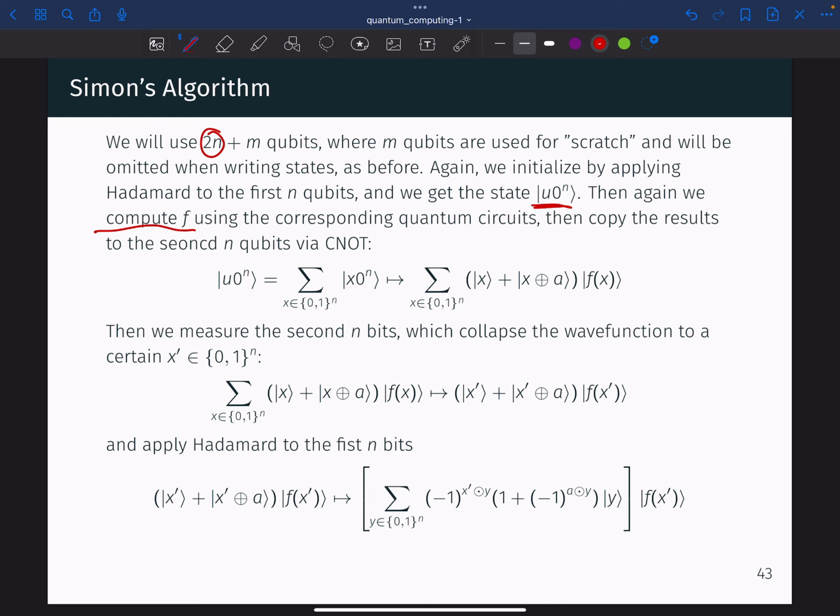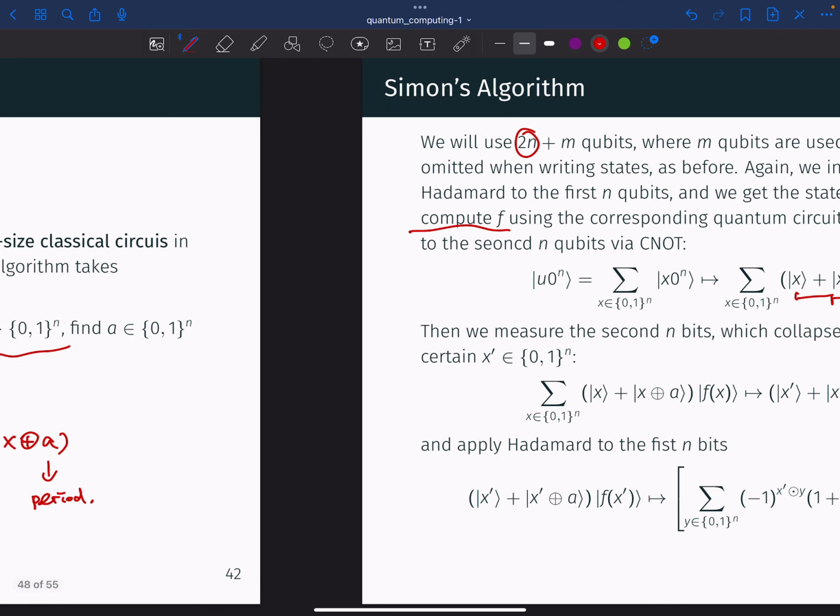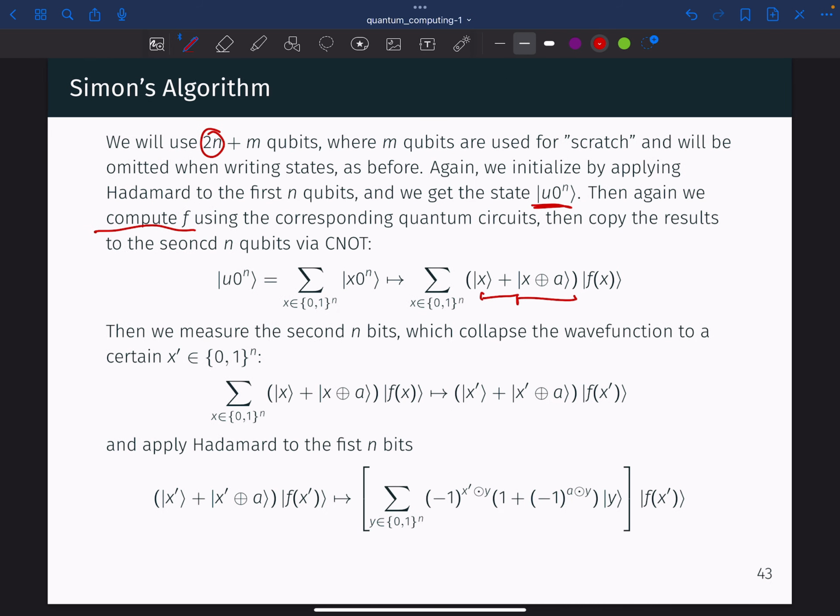So notice that you can now decompose the first n qubits into this state, because we have assumed that this period A exists. The first n qubits will effectively be a superposition between x and the next period, basically, because if A equals f(x) here.